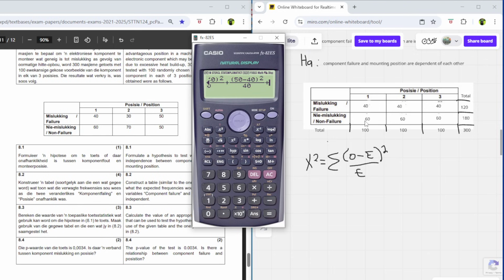Plus 60 minus 60 squared is 0 over 60. It's going to be 0. So I'm not going to include that; I'm going to leave that one out because plus 0 is just 0. But you must write it down, remember. You guys must write it down. I'm just skipping it to save time and space in the calculator.